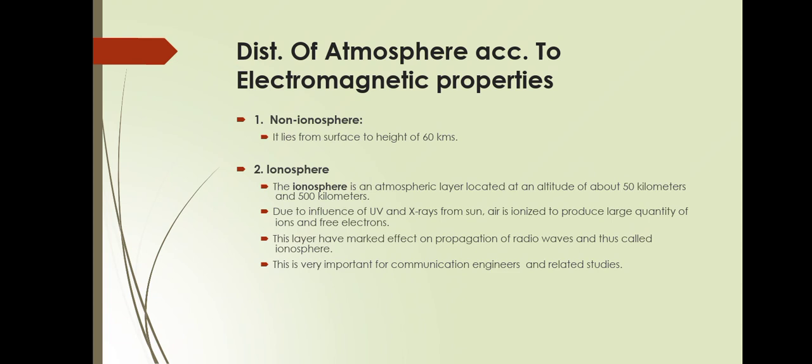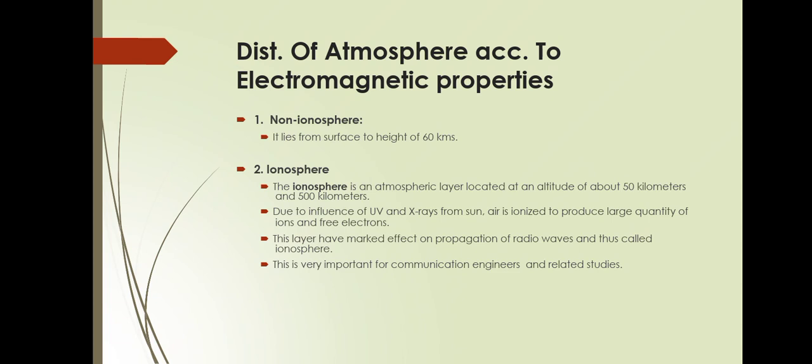But in the case of the ionosphere, there are many important points. The ionosphere is an atmospheric layer located at an altitude of about 50 to 500 kilometers above the surface of the Earth. Due to the influence of ultraviolet and X-rays from the sun, air is ionized to produce a large quantity of ions and free electrons.